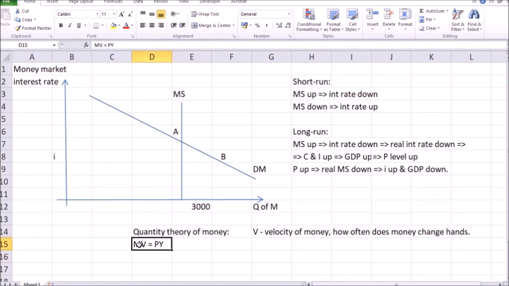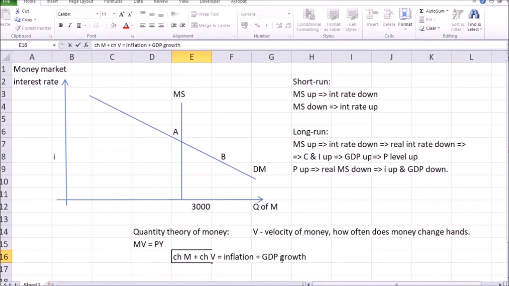And of course, if we're looking at changes in these variables, then we can rearrange the formula a little bit as well. Changes in money supply plus the changes in velocity is equal to the change in price level, which is inflation, plus GDP growth. GDP growth is, of course, the change in real GDP.